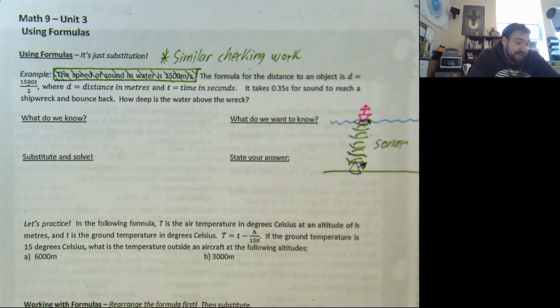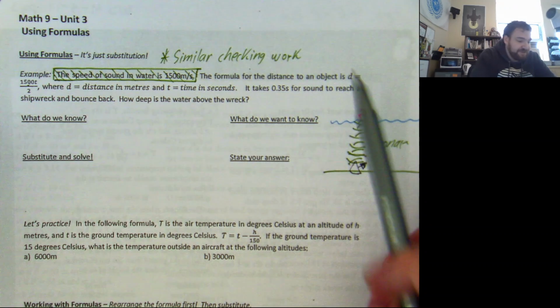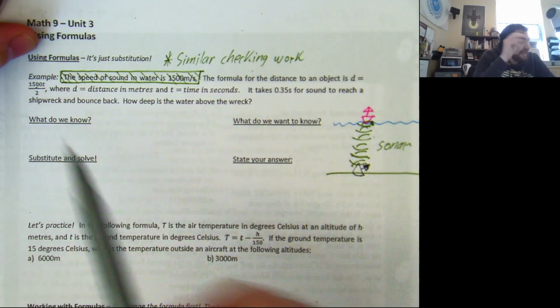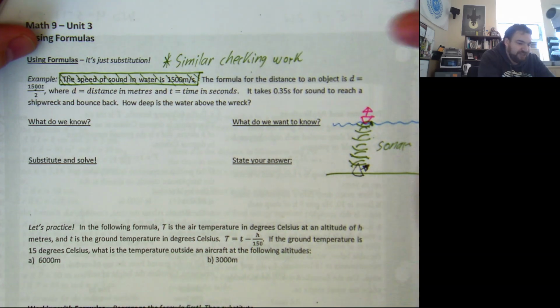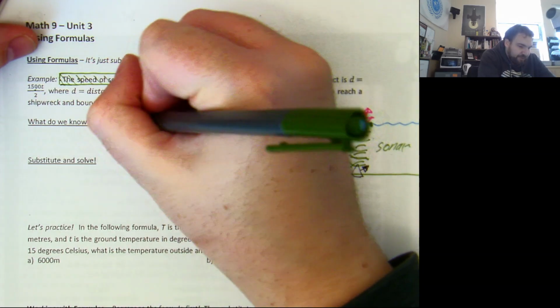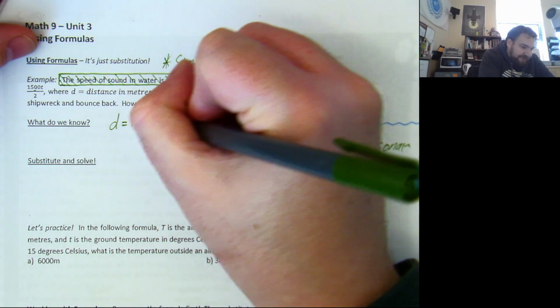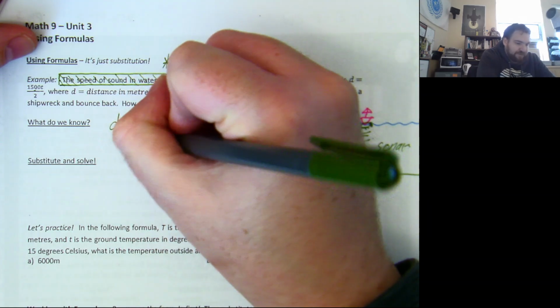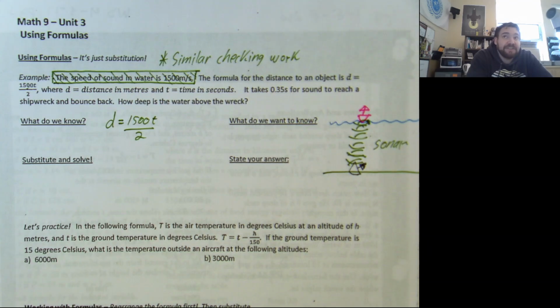So the second sentence gives us a formula. The formula for the distance to an object is d equals 1500 t over 2. If there's a formula in a question, pull it out, write it down. It's going to be useful. So we're going to pull out that formula, d equals 1500 t over 2. Don't necessarily know how we're going to use that yet, but it's a formula. Pull it out, write it down. It's going to be useful.